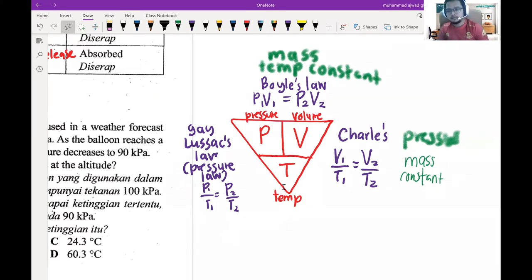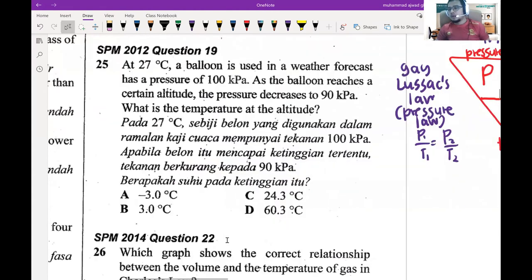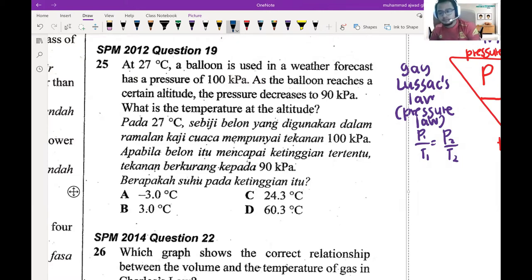Okay, so kita tengok soalan. At 27 degrees Celsius, a balloon used in the weather forecast has a pressure of 100 kilopascal. As the balloon reaches a certain altitude, the pressure decreases to 90. What is the temperature of the balloon? Okay, so step number one, which law? Law yang mana? Kejap, dia dekat chatting. Pressure law, yes. Okay, pressure law, good. So, pressure law, what will be the formula? P1 over T1, P2 over T2.